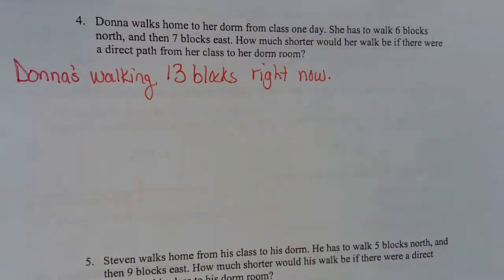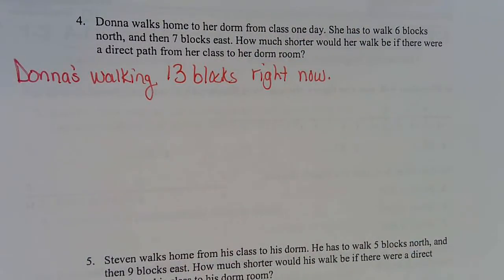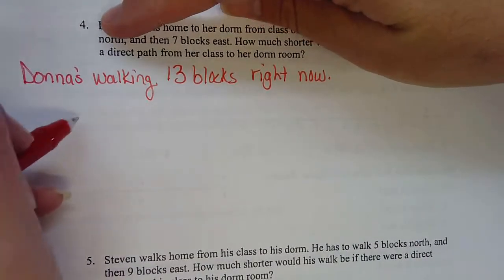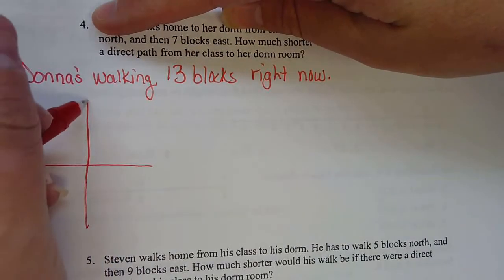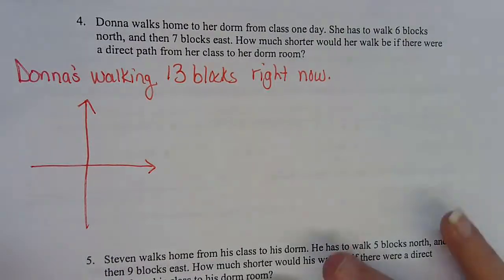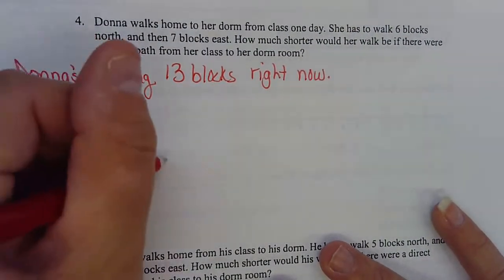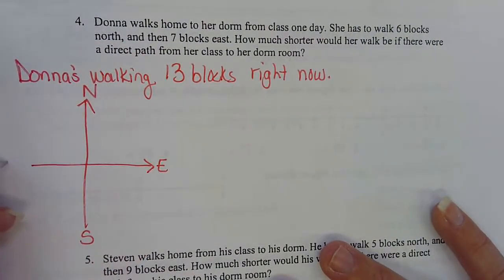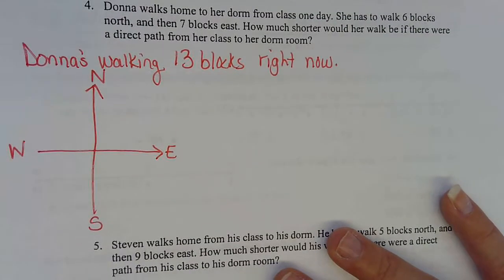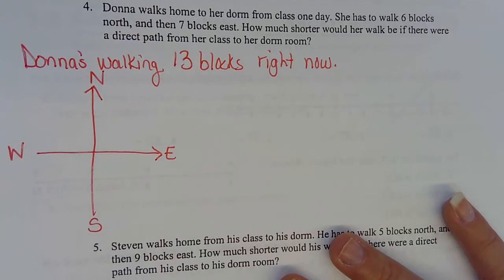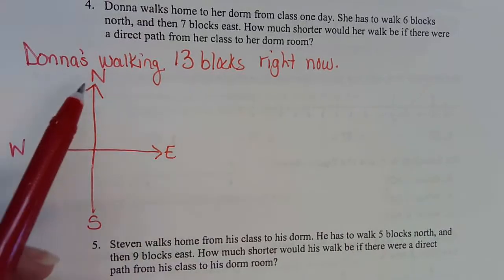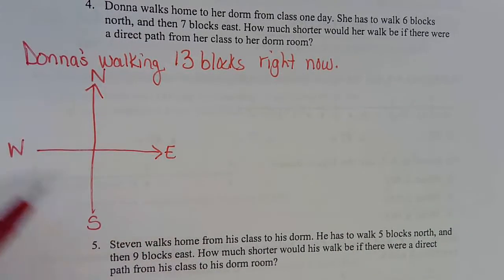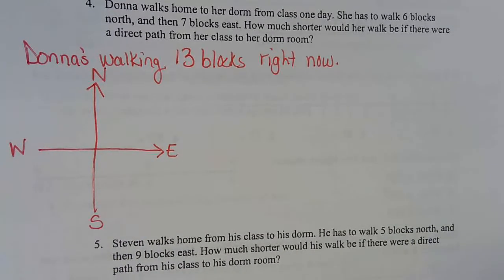So they want to know how much shorter it would be if there was a direct path. So let's figure this out. Because this is north, south, east, west, we're going to put it on a coordinate plane. So never eat soggy waffles. Does everyone know about that? Usually there's about one person that I open their mind to. North, south, east, west, never eat soggy waffles. Go clockwise, start at the top.